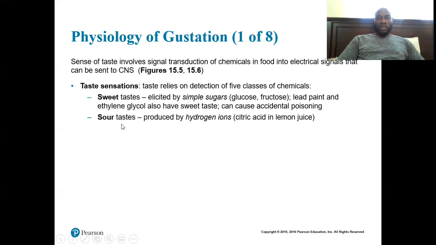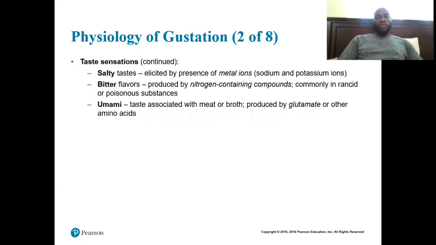We also have sour taste produced by hydrogen ions, citric acid and lemon juice, for instance. If I drink lemonade, I know that's sour. Salty taste, elicited by the presence of metal ions, sodium and potassium, particularly sodium. Salt is NaCl. We have bitter flavors produced by nitrogen-containing compounds. We have umami, taste associated with meat or broth, produced by glutamate or other amino acids. So our body can differentiate between all of these different chemicals, right? Hopefully that's starting to make sense.